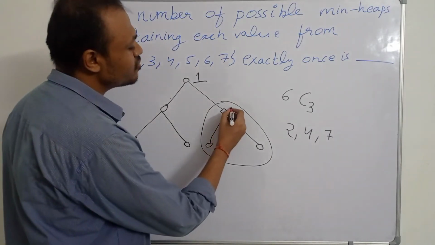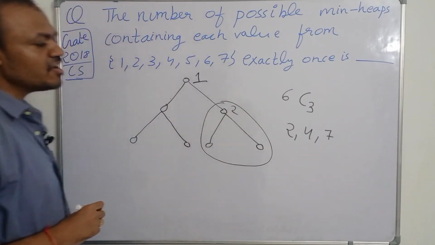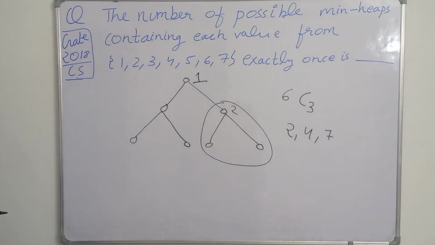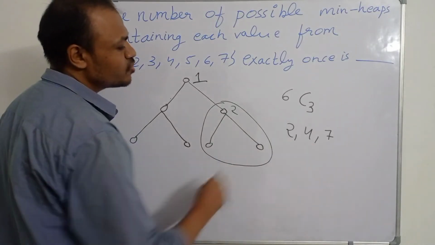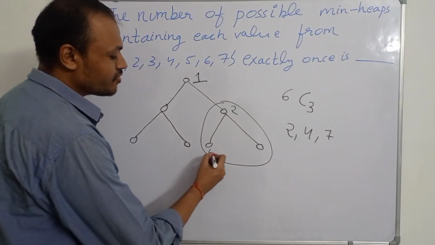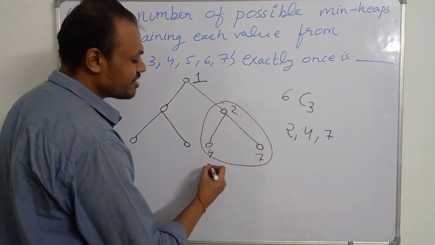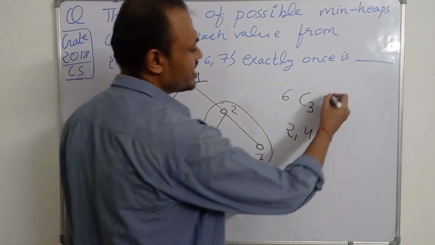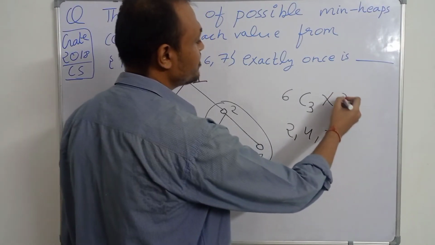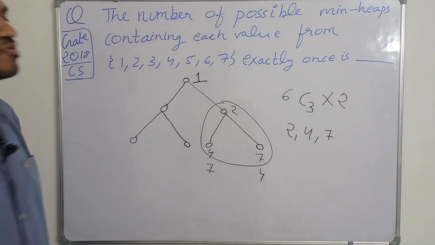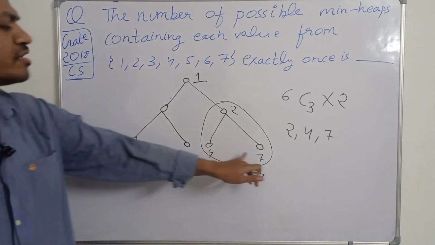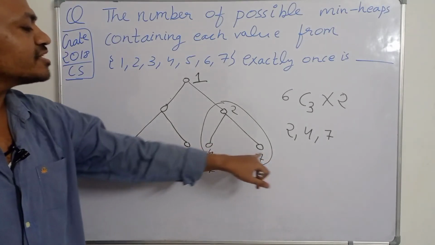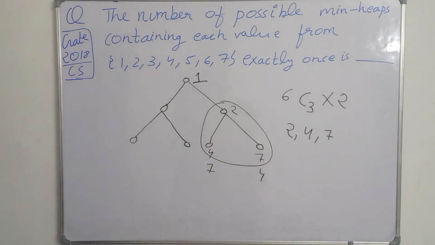Obviously 2 will be the root of this subtree, because the value of the root node is lower than both its children. Now 4 and 7 are the two remaining numbers, so we can have 4 here and 7 here, or 7 here and 4 here. So these two numbers can be arranged in two ways, and we have to multiply by 2.